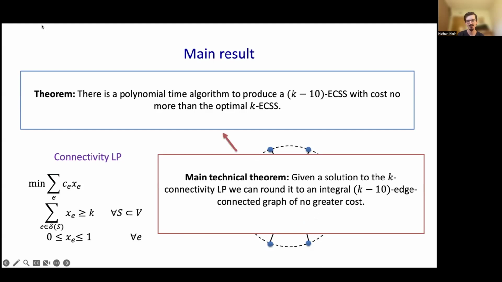And this immediately implies the main theorem, since we can run this linear program, obtaining a lower bound on the cost of opt, and then round the solution we get to obtain a k minus 10 edge connected graph using this theorem.